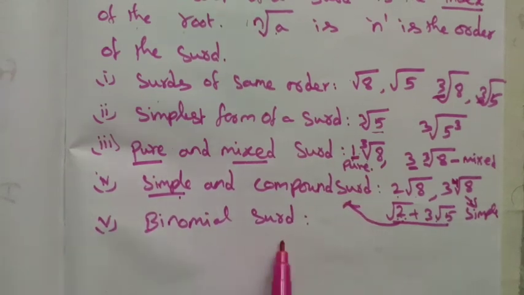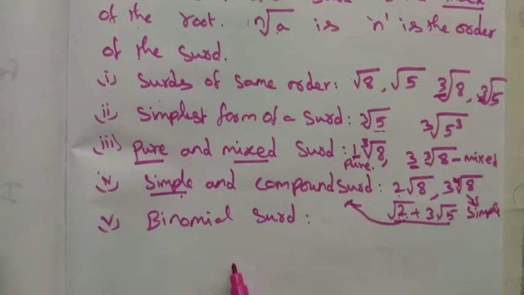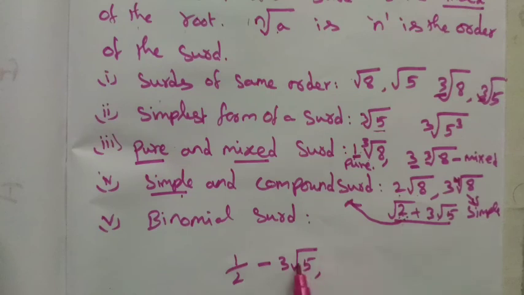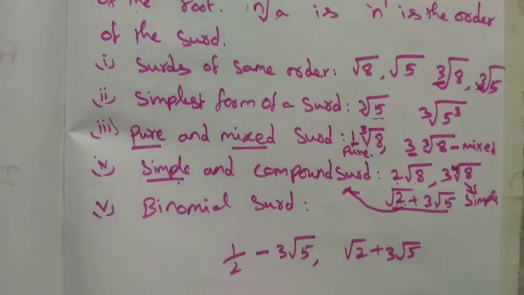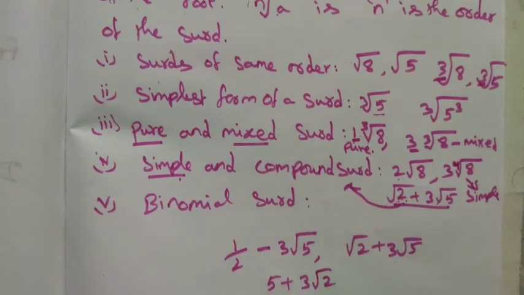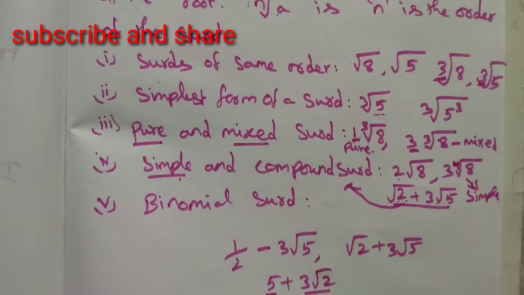Next we see the binomial surd. In this binomial surd we have a rational number with addition or subtraction of a surd. A rational number with addition or subtraction of a surd is called a binomial surd. See the difference between compound and binomial. In compound, both numbers should be surds, but in a binomial both may be surds or one number is rational and the other is a surd. Or 5 plus 3√2: one is a rational number, another is clearly a surd number.